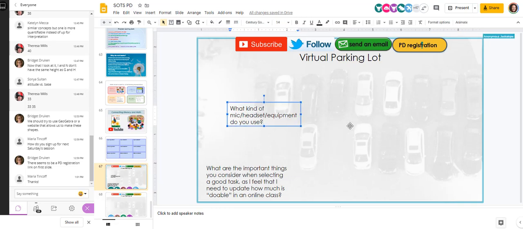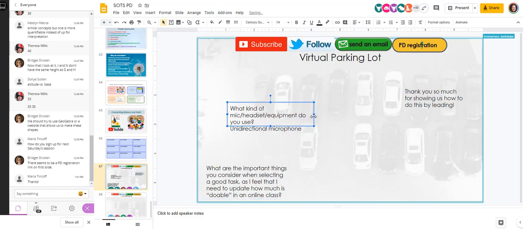What kind of mic headset equipment do you use? I use a Bluetooth Logitech. You can use corded ones too. Here's what you want to look for. Unidirectional microphone. There's going to be a little microphone that sticks out of the bottom of it, and it catches your voice and not, in my case, my 1st and 2nd grader who are playing Legos in the background.